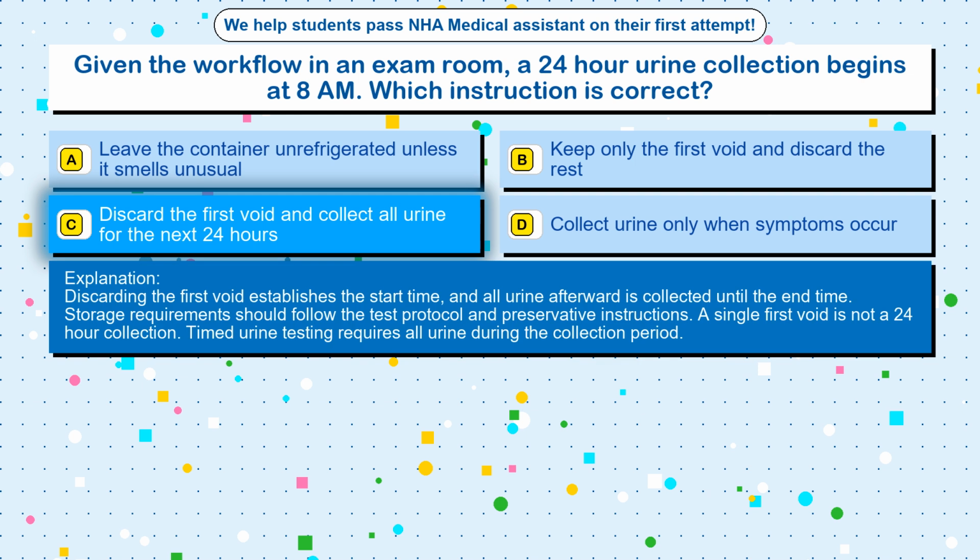Discarding the first void establishes the start time, and all urine afterward is collected until the end time. Storage requirements should follow the test protocol and preservative instructions. A single first void is not a 24-hour collection. Timed urine testing requires all urine during the collection period.